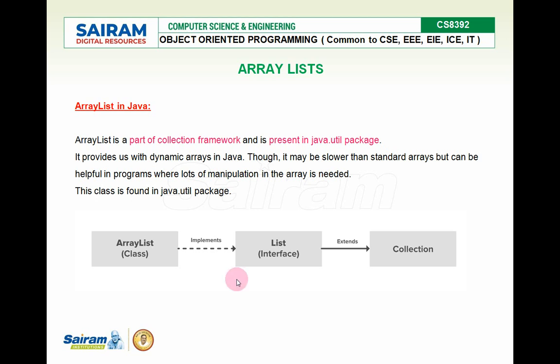So this we have already seen. ArrayList is a class which implements the List interface, which extends the Collection interface. So array list is a part of the collection framework and is present in the java.util package. It provides a dynamic array in Java, though it may be slower than standard arrays, but it can be helpful in programs where a lot of manipulation of the array is needed. Suppose you want to create 1000 elements in an array. In that case, dynamically we can use a clone method, an add method or a remove method, so that you can do manipulation. So in that it is very helpful.